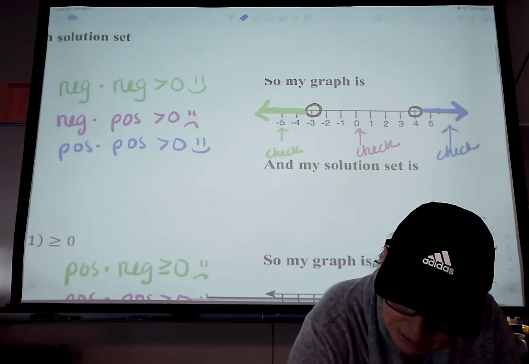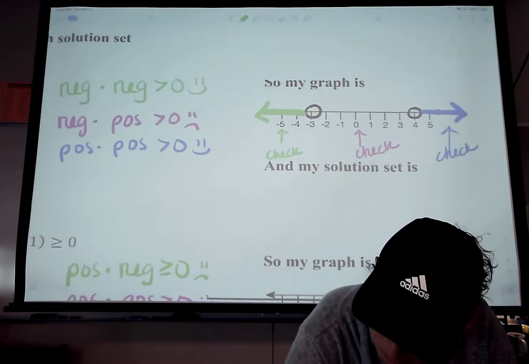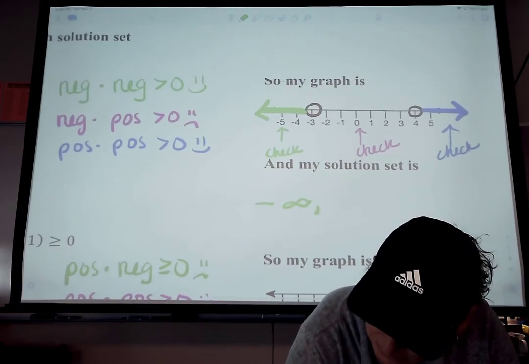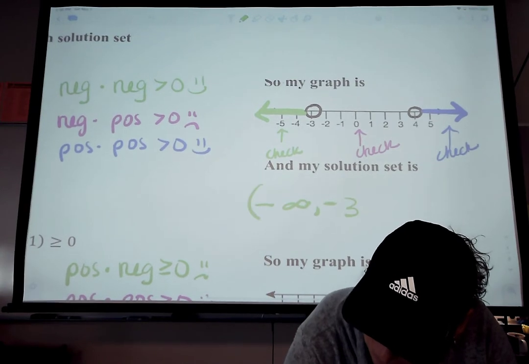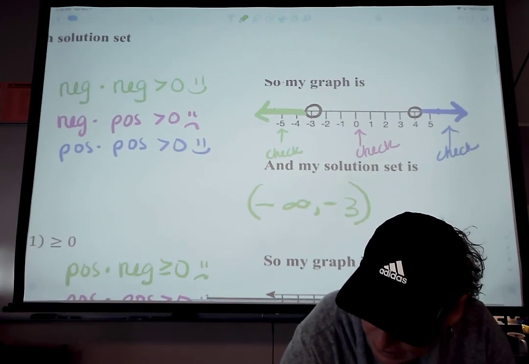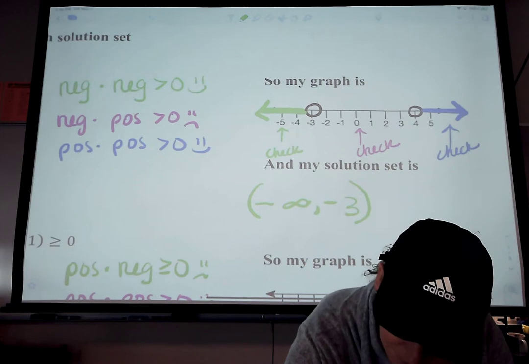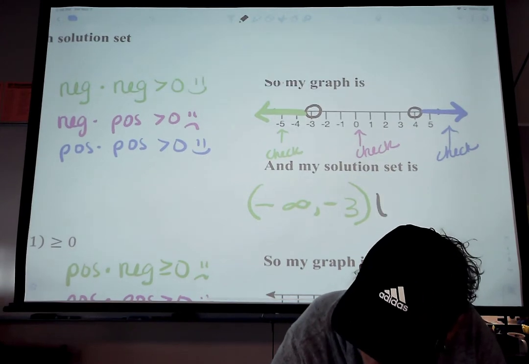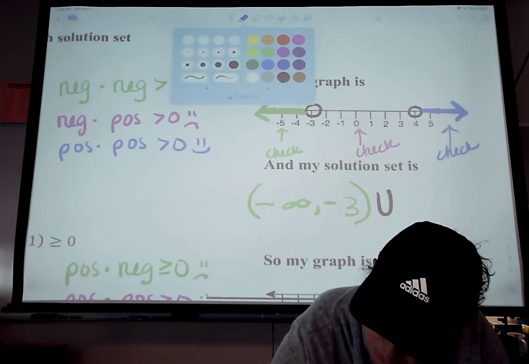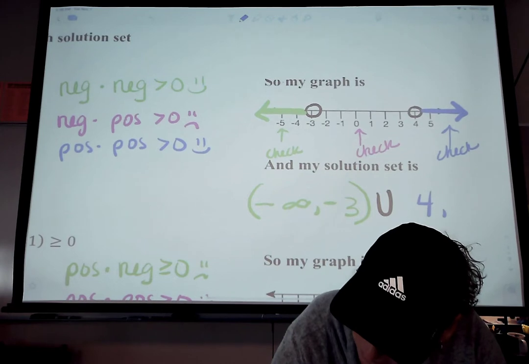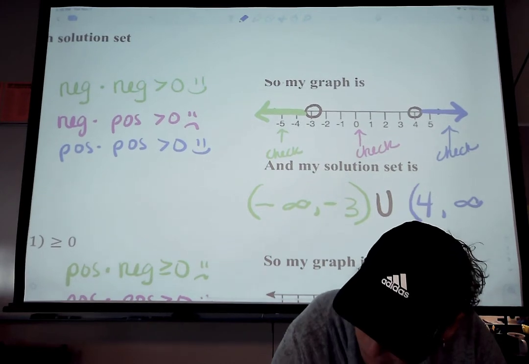Therefore, my solution set is from negative infinity to negative 3, don't include the negative 3, and the blue section, from 4 to positive infinity, don't include the 4.